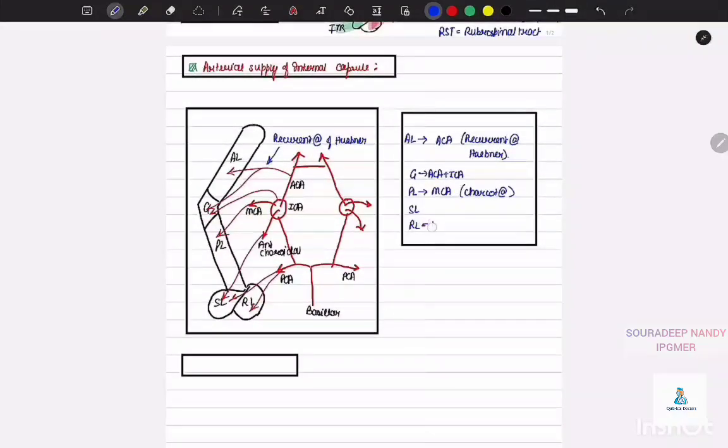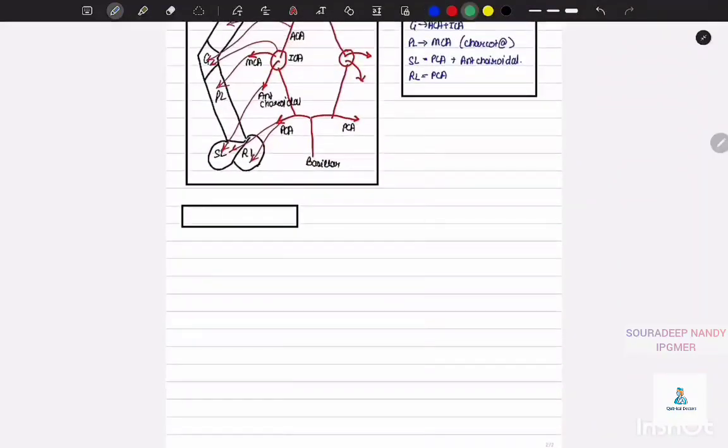So here is a summary that I am writing, which part gets which supply from which artery. Now coming to the clinical part, which is important for the lesion.